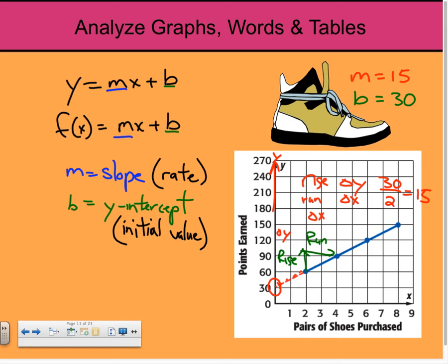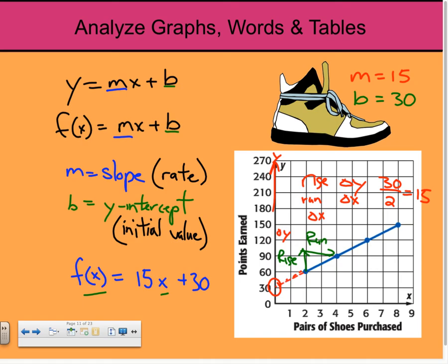So what does this mean? This means that the rate of change is 15, so the amount of points earned for each pair of shoes is 15. I noticed that the initial value is 30. So the number of points you earn just by signing up is 30. And if we were going to write this as an equation, it would simply be f of x or y equals 15 times x plus 30, where x is the number of shoes and f of x or y is the number of points that you have earned.